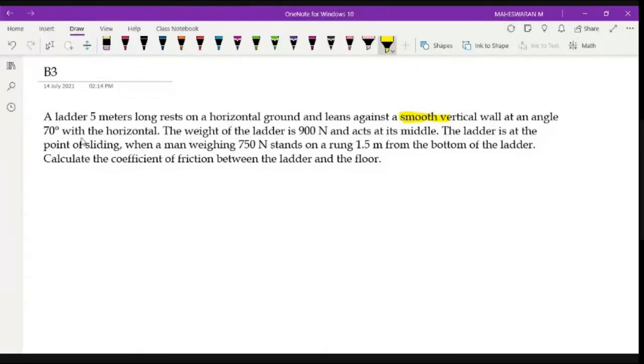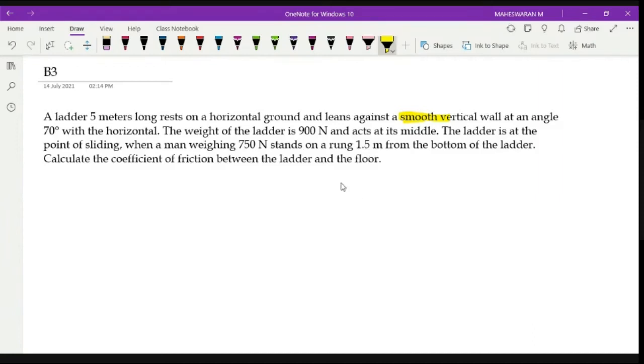The ladder is at the point of sliding when a man weighing around 750 Newton stands on a rung. A rung is what we call the step of the ladder, right? So at 1.5 meter from the bottom, whatever we get, that is what we are going to deal with. What happens if the man is standing, at 750 Newton, at around 1.5 meter from the bottom?